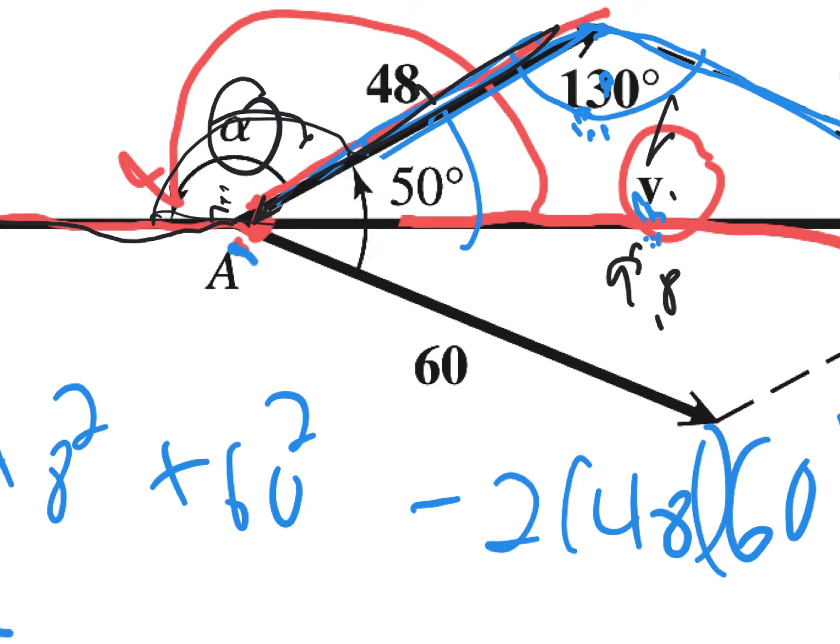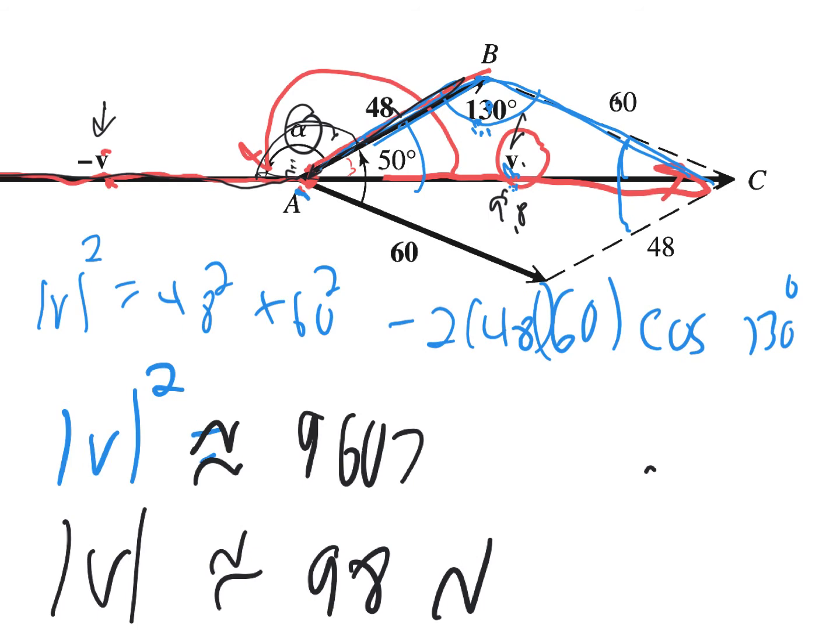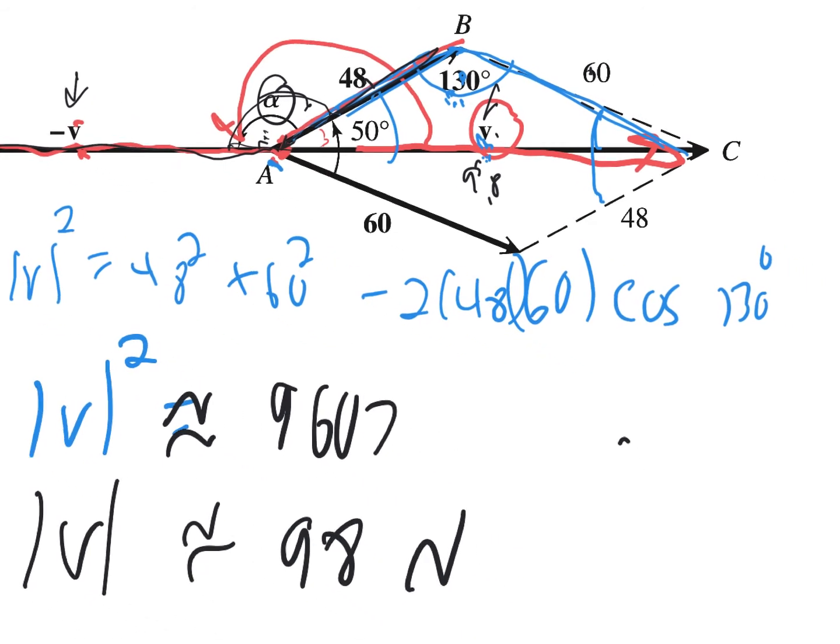Okay, good. Let me erase that, and let me call that beta. If that was alpha, this is beta. So alpha and beta would have to add up to 180. Let's use law of sines. You don't have to be too picky.